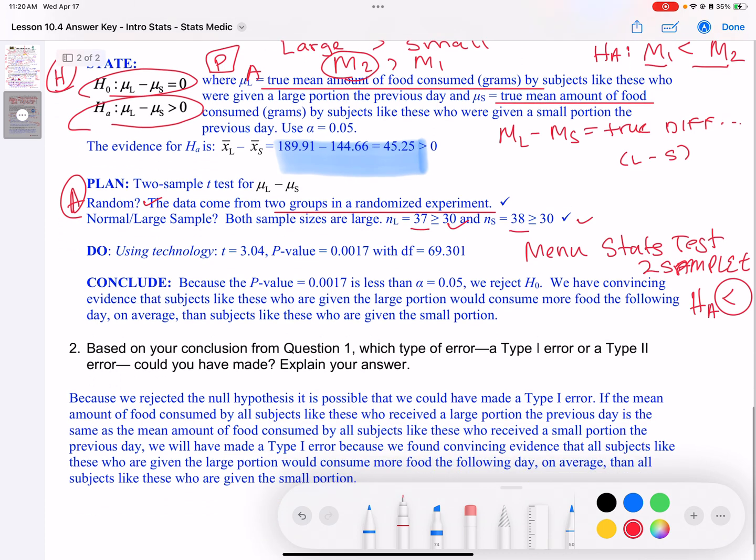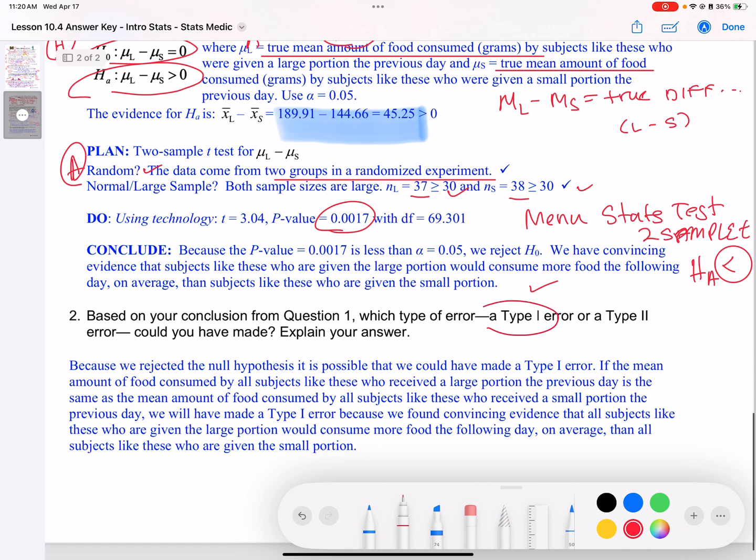All right, and then you'll conclude, because we have a very small p-value, p low, reject HO. And then you're going to say, since I am rejecting HO, that means I'm going with HA. So yes, we do have convincing evidence. Since we rejected HO, that would be a type 1 error if I made an error. I didn't necessarily make an error, but if I made an error, a type 1 error, remember, is rejecting HO when I should not have rejected HO. And that would be a type 1 error.